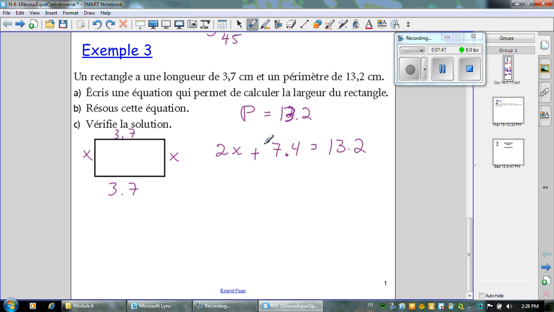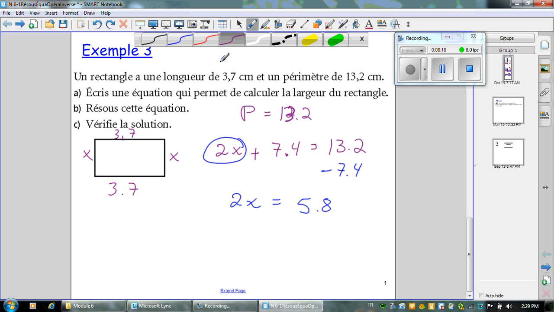So now I'm looking for what number do I add to 7 and 4/10 that gives me 13 and 2/10. Well, if you can't do that number in your head, you can subtract 7 and 4/10 from that, and that'll give you this number here. So that means that this number here would be 13 minus 7 and 4/10, so it'd be 5 and 8/10.